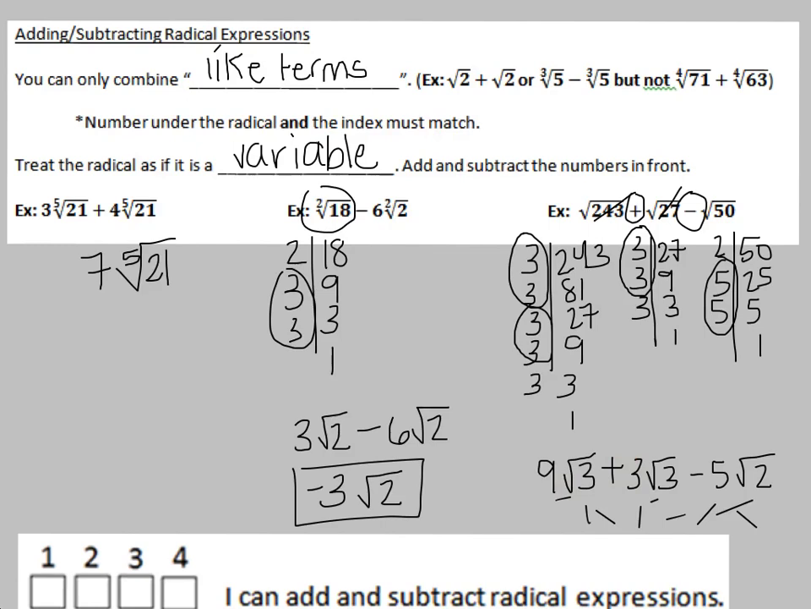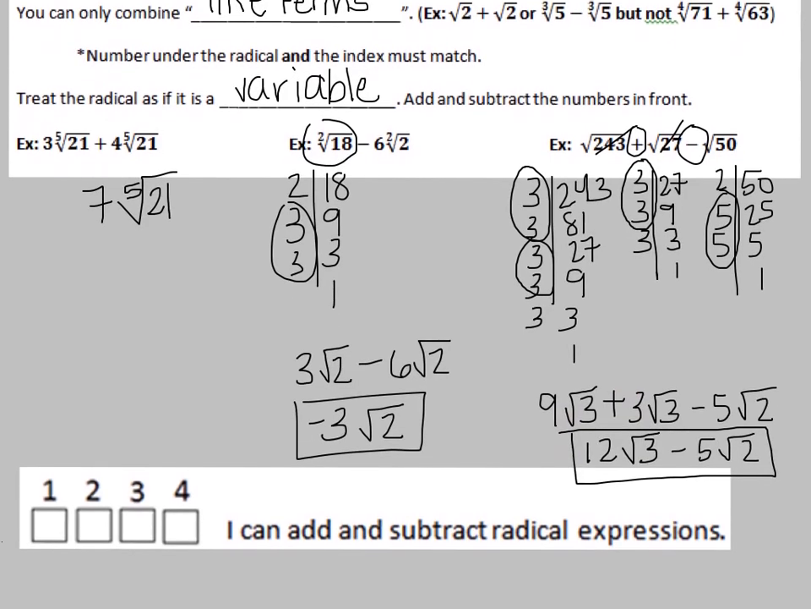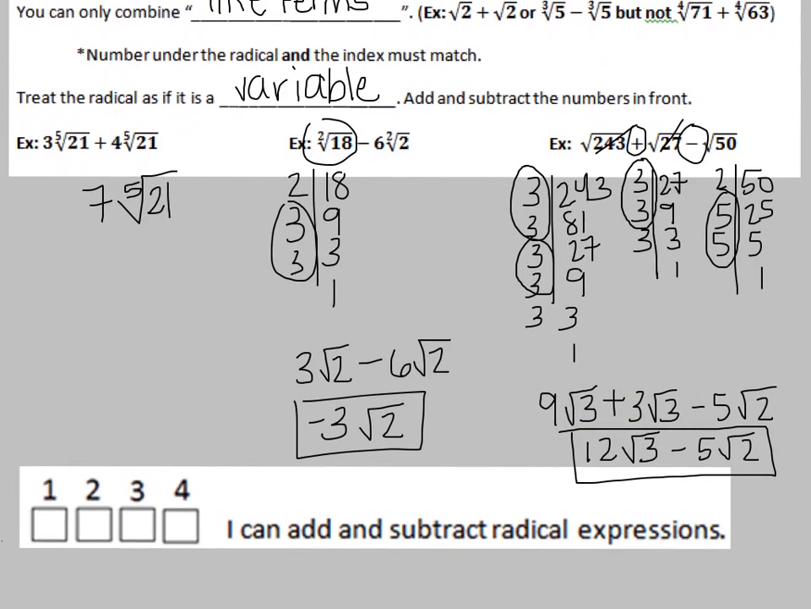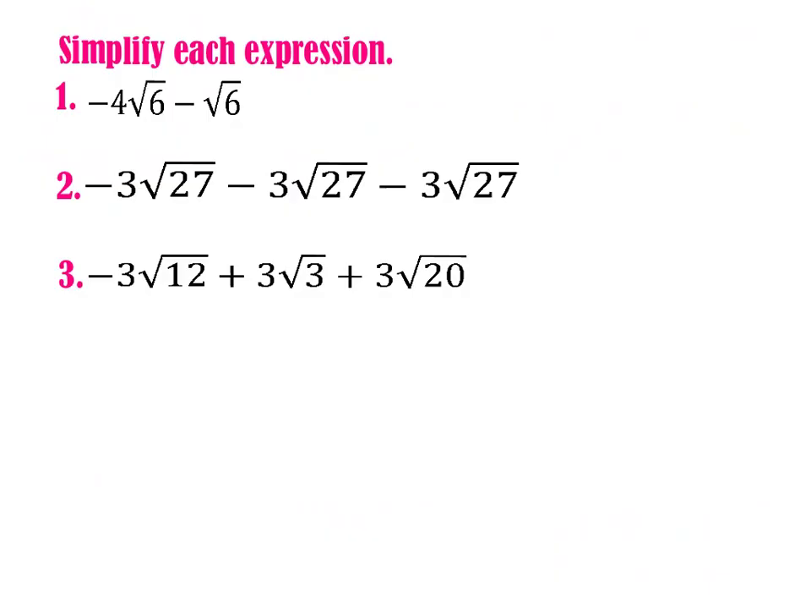This is my answer. The objective we're looking at here, if I just scroll up a little, is that I can add and subtract radical expressions. Alright, so I want you guys to try these next 3 problems. So 1, 2, and 3, go ahead, simplify each expression. You might want to pause it so you can copy it down, and then we're moving on to multiplying on the next couple slides.